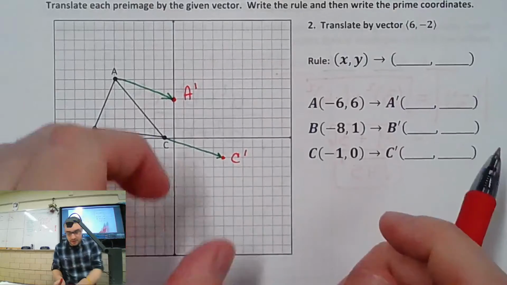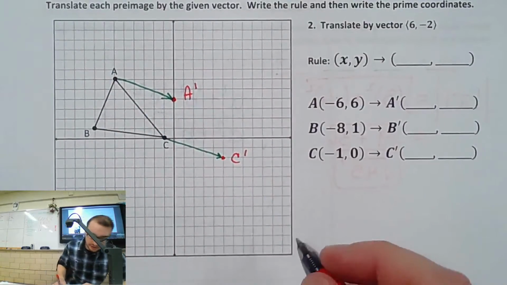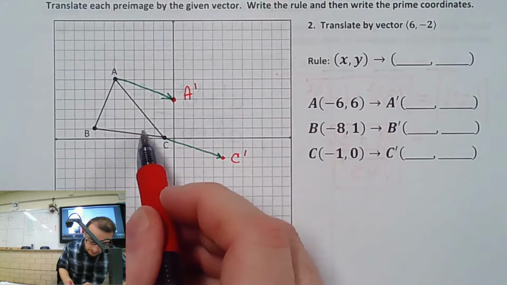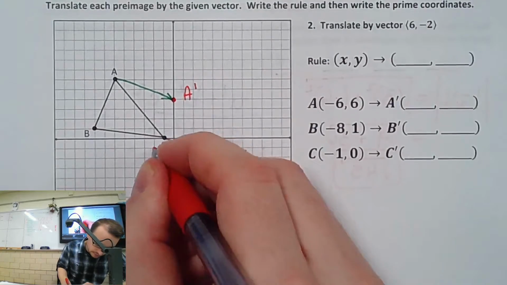And you'll notice these vectors are all the same, right? We're applying the same vector to each one. That's what a slide is, a translation, where we slide everything the same amount. We do it to B, 6 to the right, 1, 2, 3, 4, 5, 6, and 2 down. B prime ends up here.